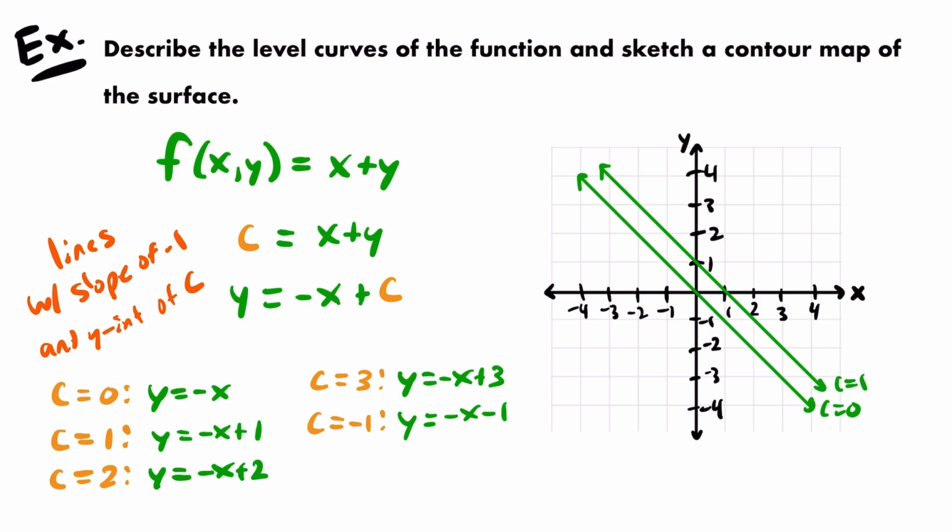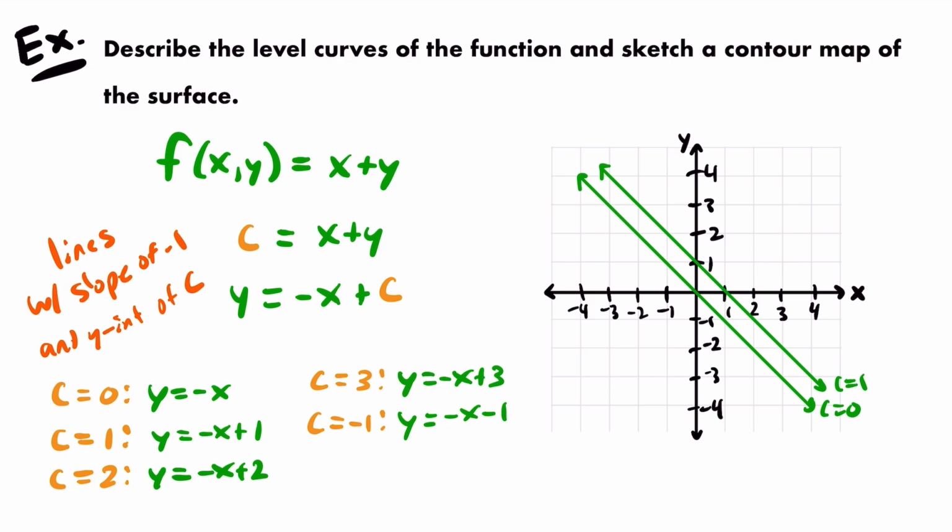And the same thing is going to happen for the rest of our curves. For c equals 2, we're going to shift up another unit in the y direction because the y-intercept is 2. And then for c equals 3, we'll shift up another unit in the y direction because the y-intercept is 3. Okay? And for c equals -1, we're going in the opposite direction. We're shifting down 1 unit from just y equals -x. The y-intercept is -1, so that line will be down here.